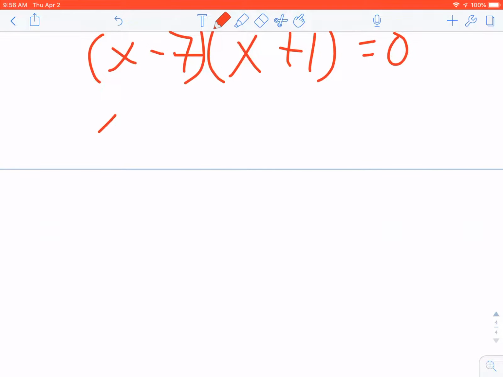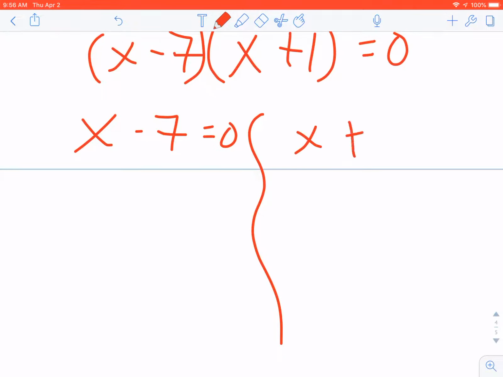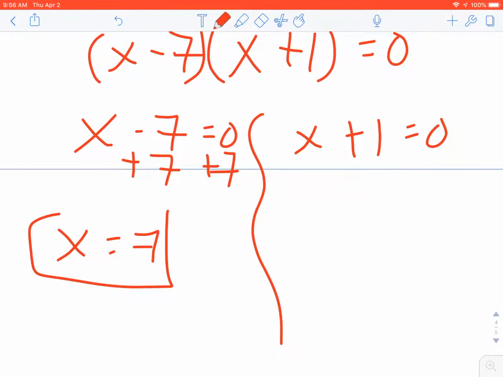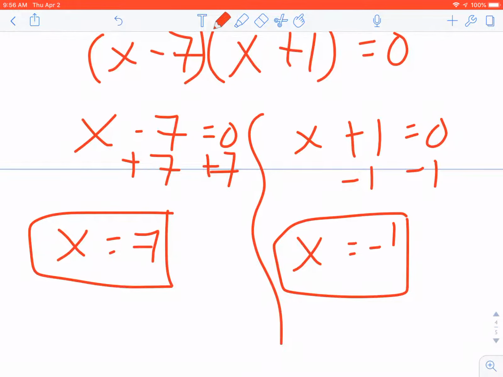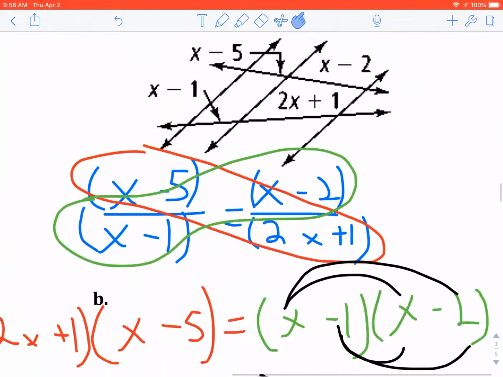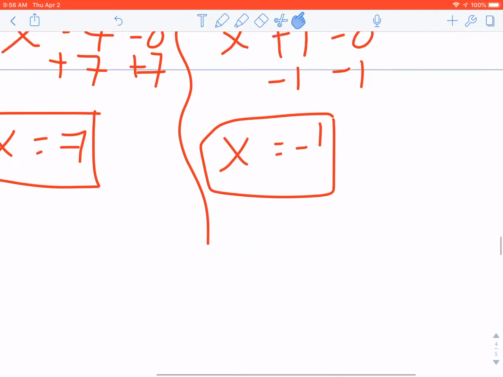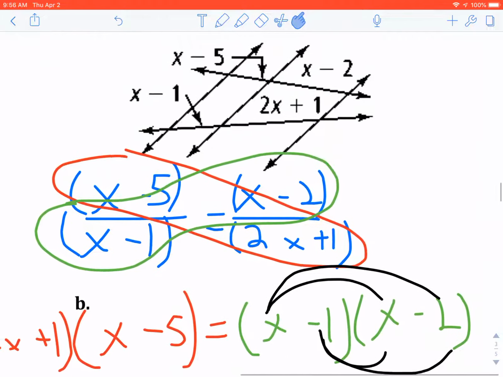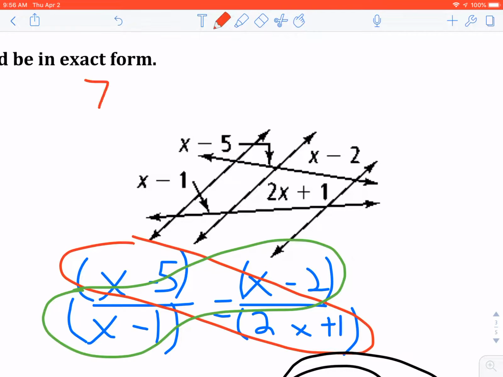So the final step to this, x minus 7 is equal to 0, and x plus 1 is equal to 0. If I solve each one of these, I'm going to add 7 to both sides, and x equals 7. Or I'll minus 1 from both sides, and x equals negative 1. Now, when I look at the original question, all the way back up here, my answers were 7 and negative 1. All right. So I need to make sure that both of them are feasible answers.